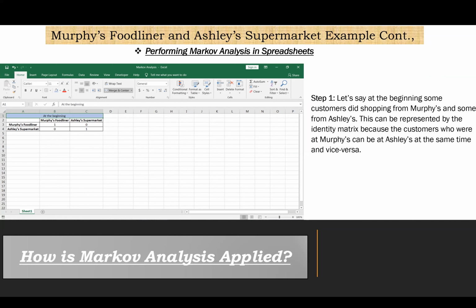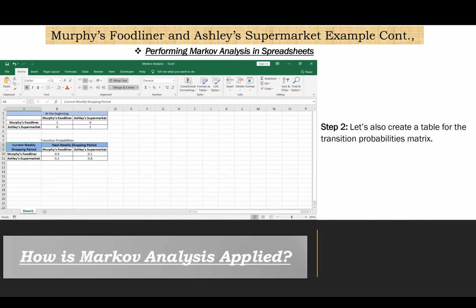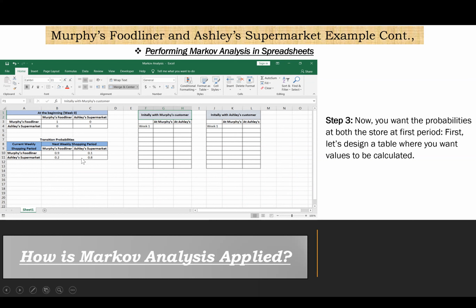Throughout this walkthrough, you will see these steps illustrated in several visual representations of an Excel spreadsheet. Step 2. Let's also create a table for the transition probability matrix. You can see a demonstration of this to your far left. Step 3. Now you want the probabilities at both stores at the first period. First, let's design a table where you want values to be calculated. And we've demonstrated this here in this representation.